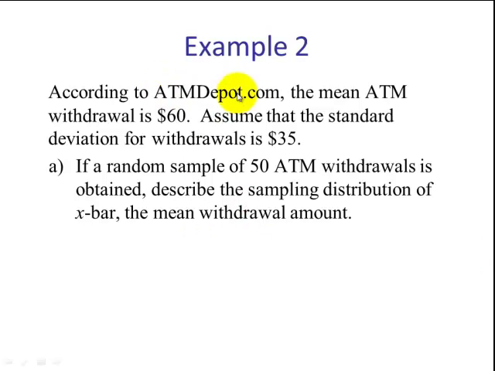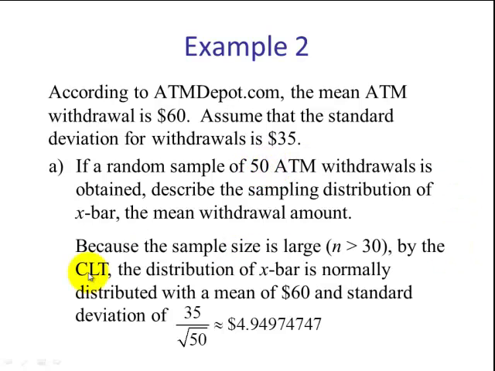According to this website, the mean ATM withdrawal is $60. Assume that the standard deviation for withdrawals is $35. If a random sample of 50 ATM withdrawals is obtained, describe the sampling distribution of X bar, the mean withdrawal amount. Since our sample size is 30 or more, it's 50, we know from the central limit theorem that the distribution of X bar is normally distributed. That's its shape. Its mean will be equal to the population mean 60, and the spread, the standard deviation, is actually going to get smaller. It's 35 divided by the square root of 50.